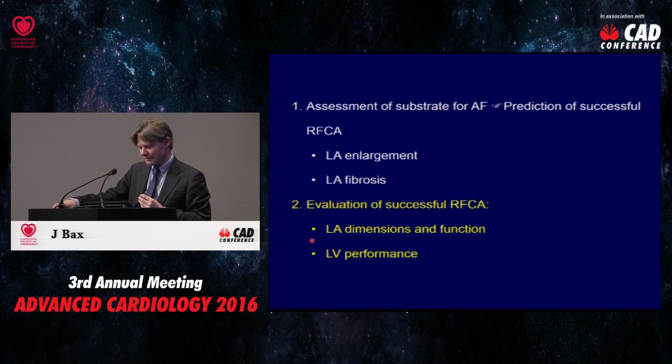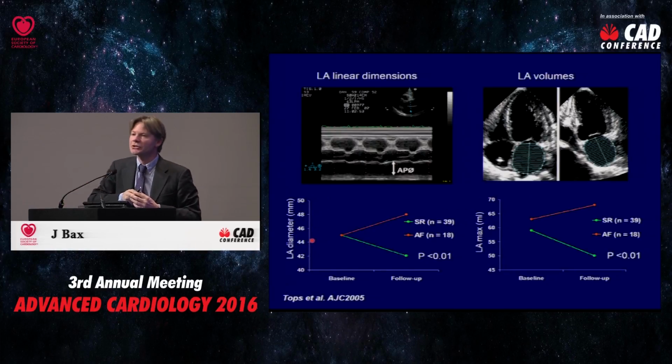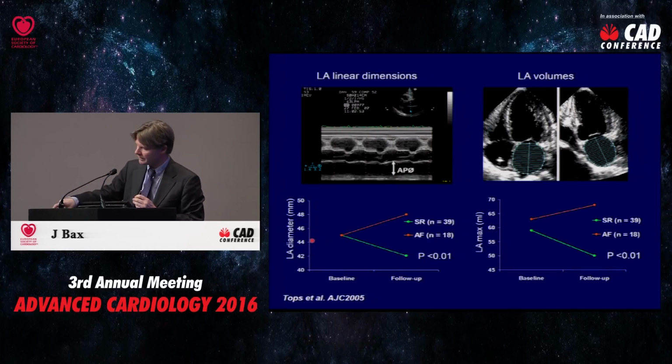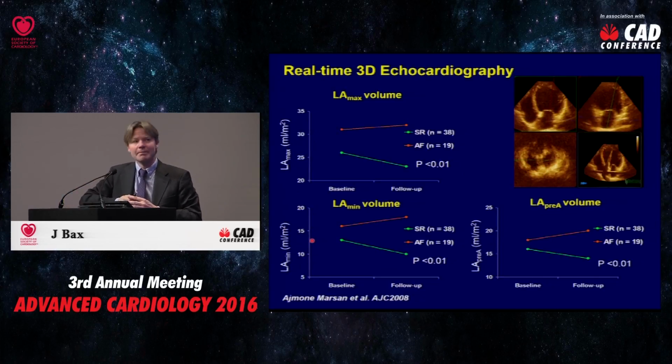So what we see, if we ablate the patient successfully, is that these in green are the ones where we restore sinus rhythm, we reduce the size, the diameter, and we also reduce the volumes. But the ones that fall back in atrial fibrillation, the red, they actually start to dilate further and they get bigger volumes. We also saw the same pattern on the 3D. The ones that stay in atrial fibrillation or relapse in atrial fibrillation get bigger volumes, whereas the ones that go in sinus rhythm get smaller volumes.